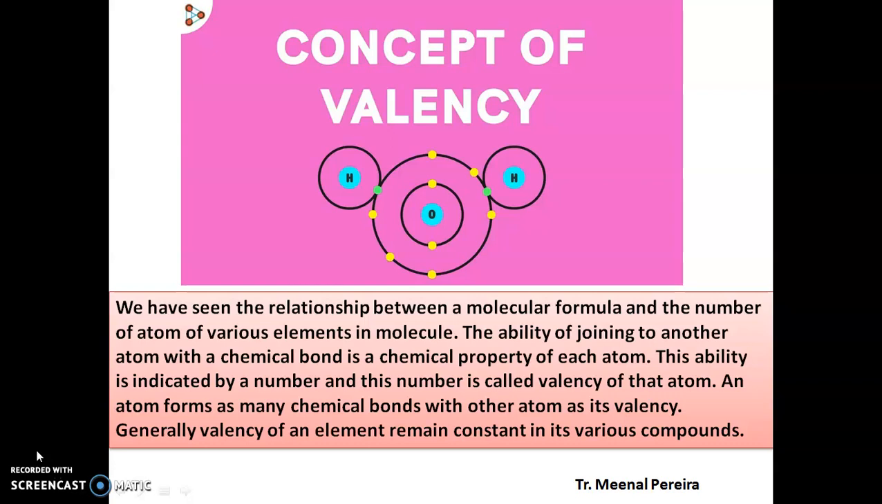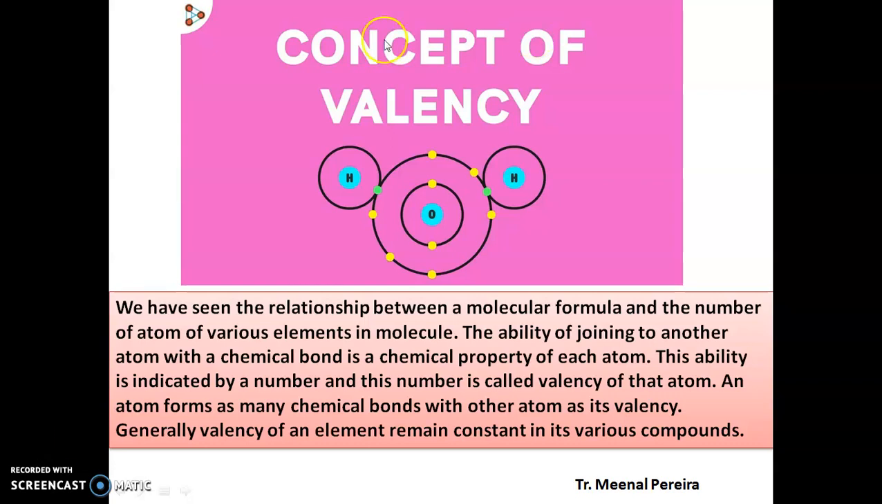We have studied that whenever there is a formation of a compound, there is a formation of a chemical bond. This ability is indicated by a number, and this number is called the valency of that atom. So if I want to define valency, how will I define it? Valency is the ability of any particular atom to form chemical bonds with other atoms. The number of chemical bonds an atom forms with other atoms is its valency.